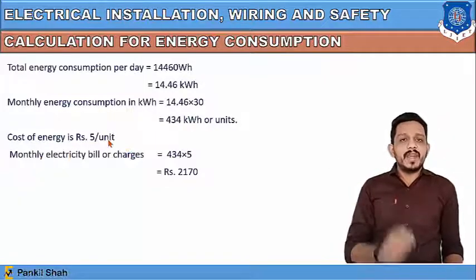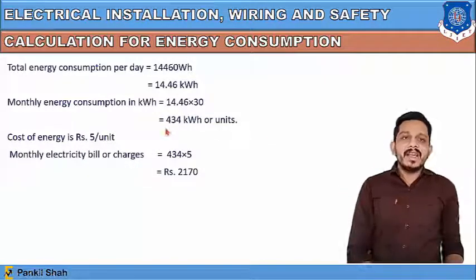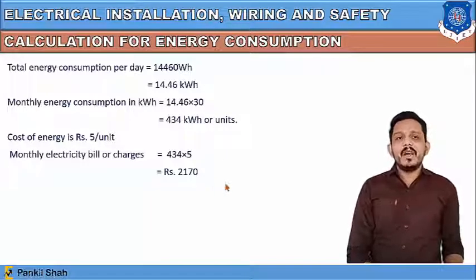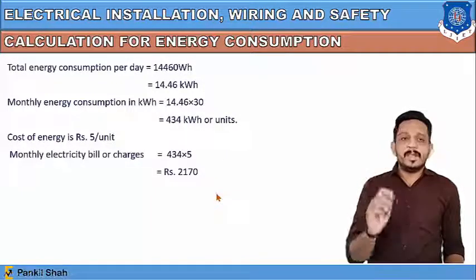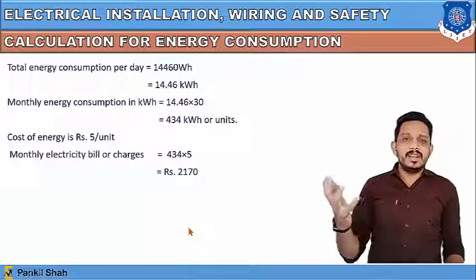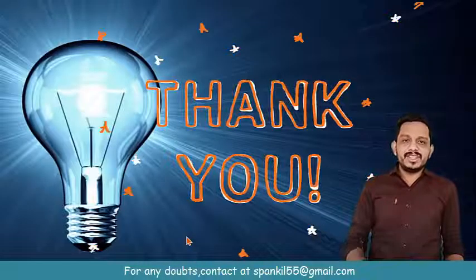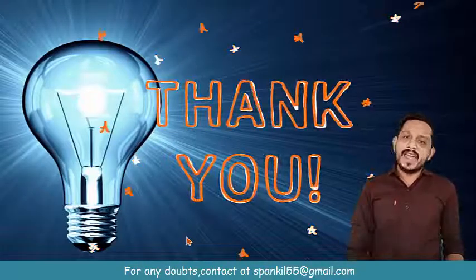Now the cost of energy per unit is 5 rupees. 1 kWh is 1 unit. So for 1 unit at 5 rupees, 434 into 5 will give you an electricity bill of 2170 rupees. In this way, you can calculate the energy consumption used in your own house also. So this was all about energy consumption and the calculation of the energy bill.